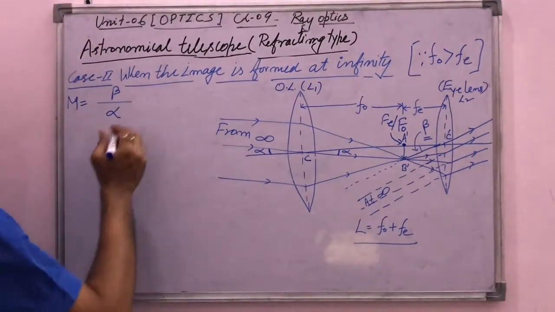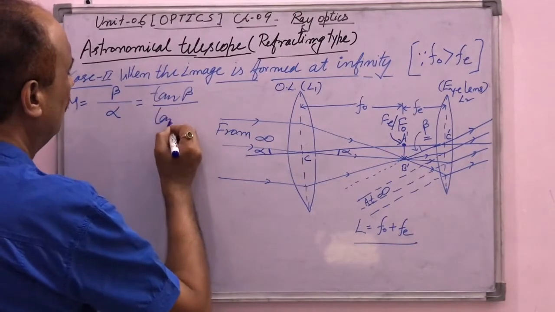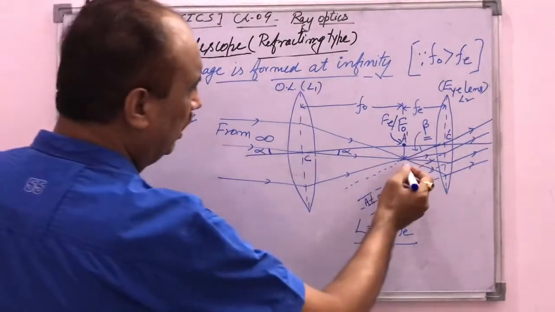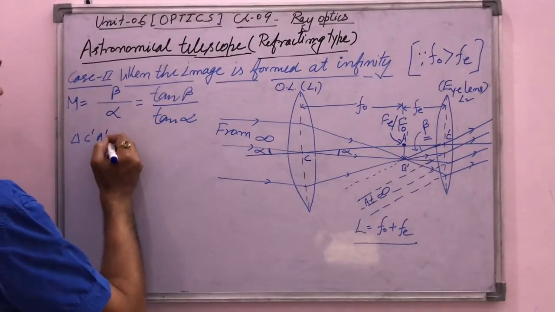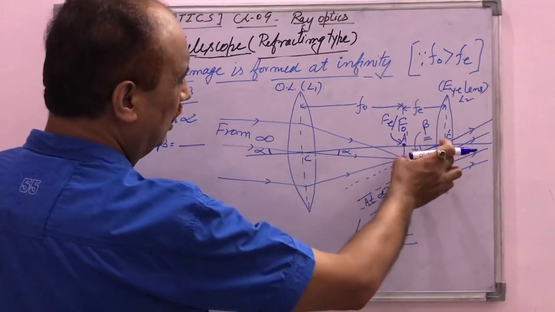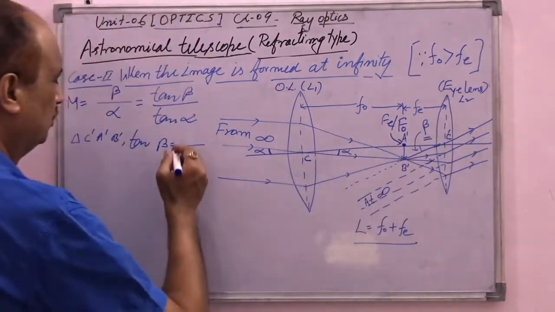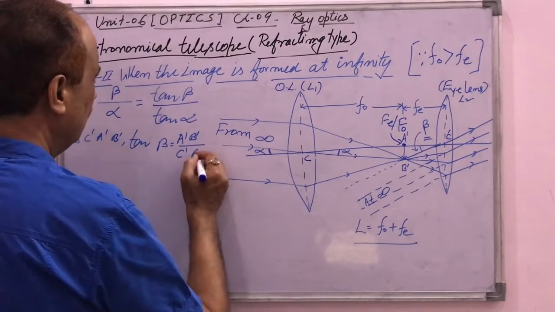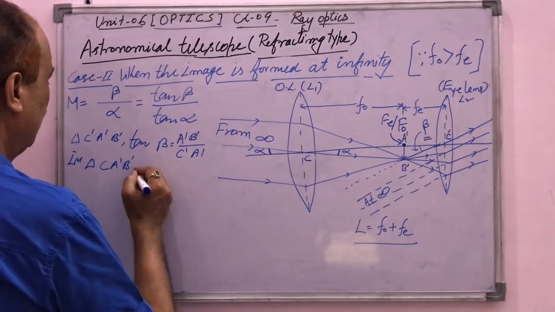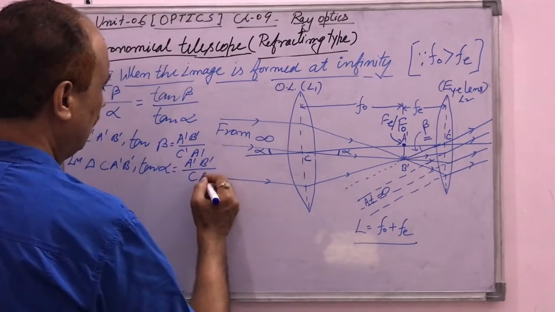Now M equals beta upon alpha, and since the angles are very small, they can be replaced by their tangents. So it is equal to tan beta upon tan alpha. Again we have to find the value of tan beta. Now in triangle A dash B dash C dash, tan beta will be equal to perpendicular upon base, so A dash B dash upon C dash A dash. Similarly, in triangle C A dash B dash, we find the value of tan alpha, and tan alpha equals A dash B dash upon C A dash.